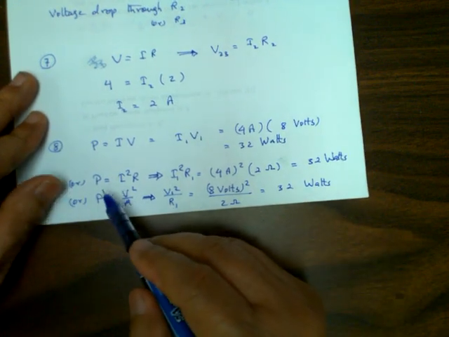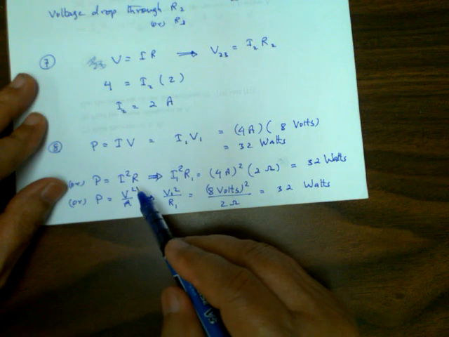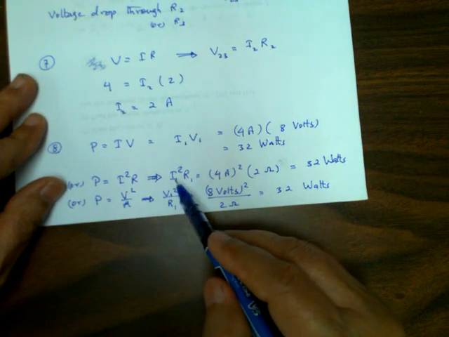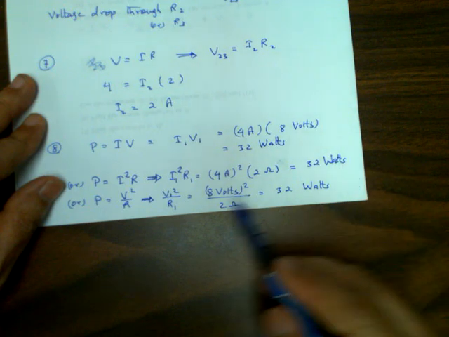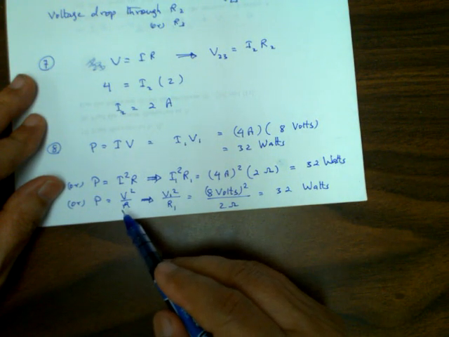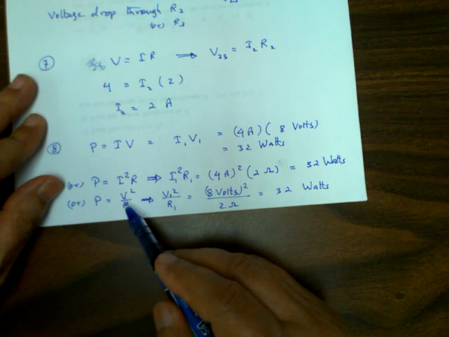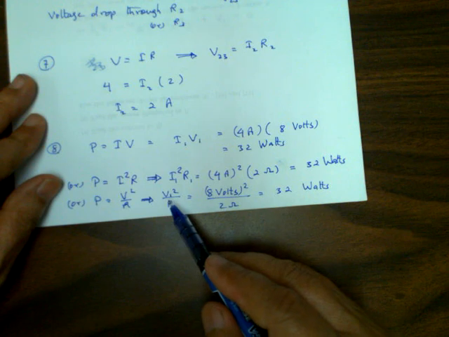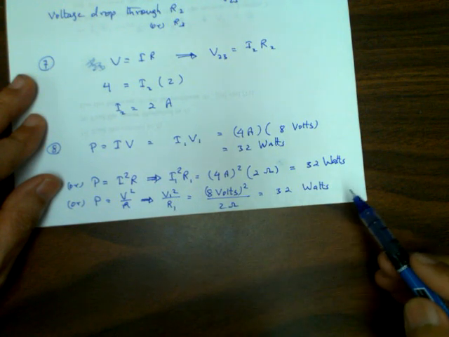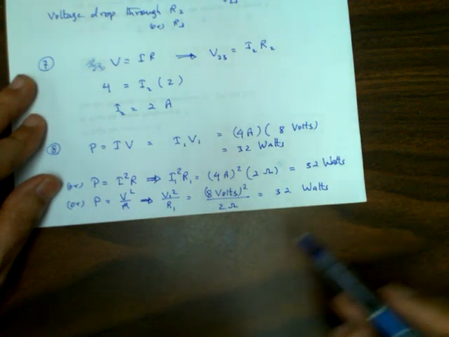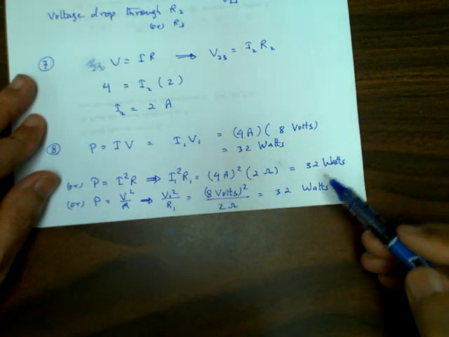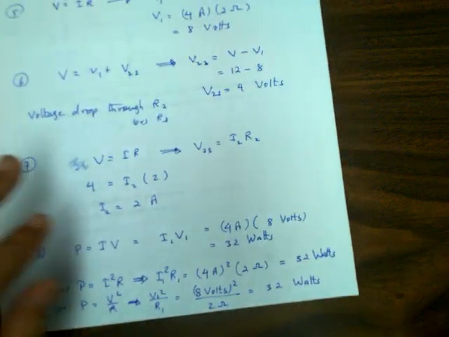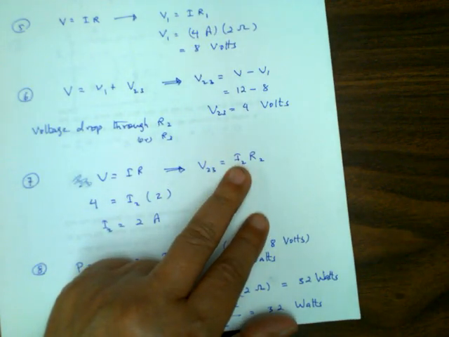I can also use the formula P is equal to I squared R. I becomes I1, R becomes R1, and I get the same answer. Similarly, I can also use P is equal to V squared by R. V this time is the voltage drop in R1, so V1 squared by R1, and I get 32 watts. It doesn't matter which one you use, you get the same answer, 32. Alright? So now let's go to the next problem.